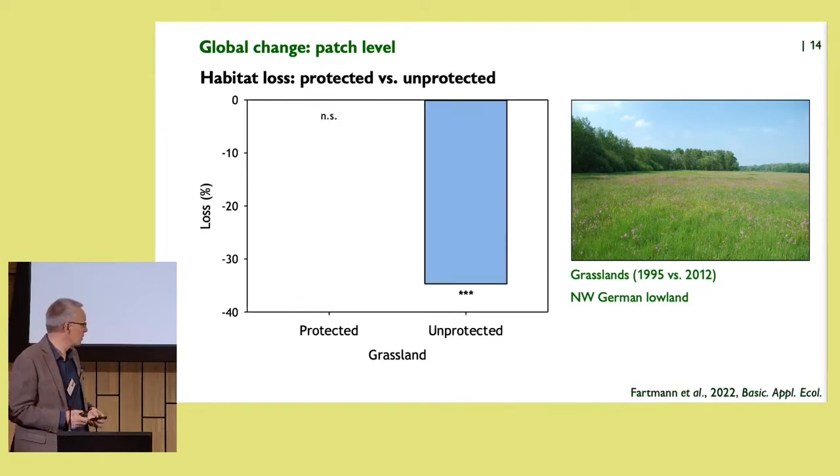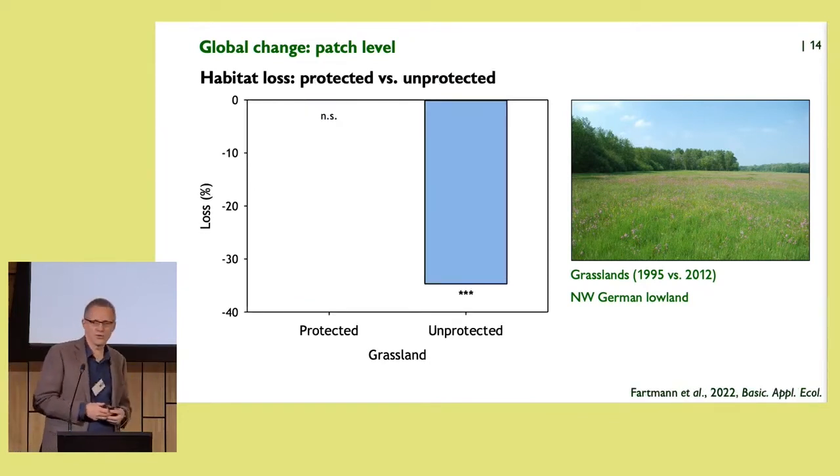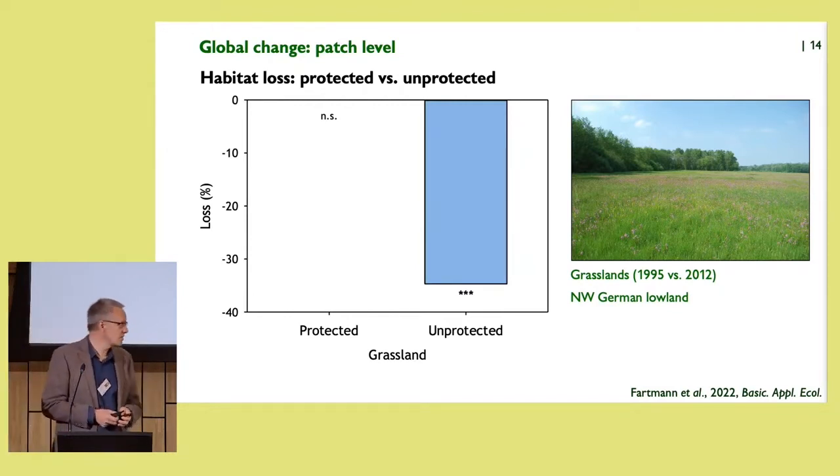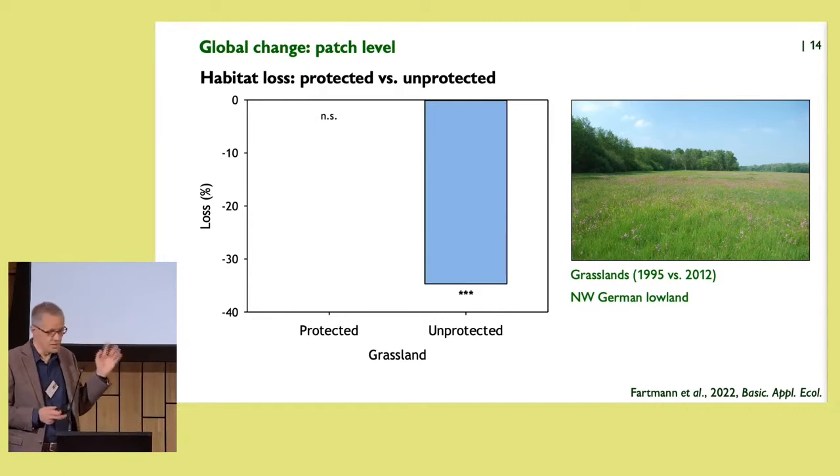And when we have a look at the grassland patches, we see that the loss occurred only in those grassland patches that were not protected. We had strong losses in grassland patches outside the nature reserves, but nearly no losses, or no losses, in the nature reserves. So nature reserves were here highly effective in preserving our grasslands, but outside it was completely the opposite.